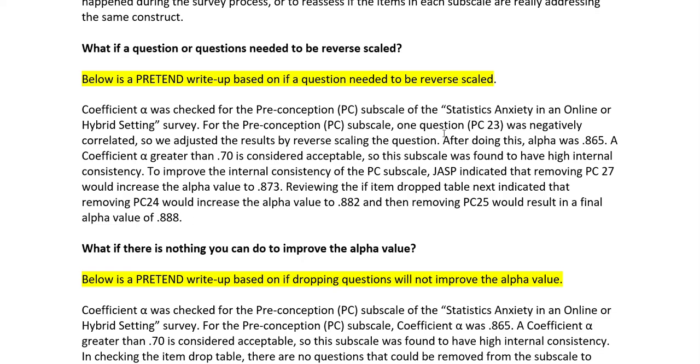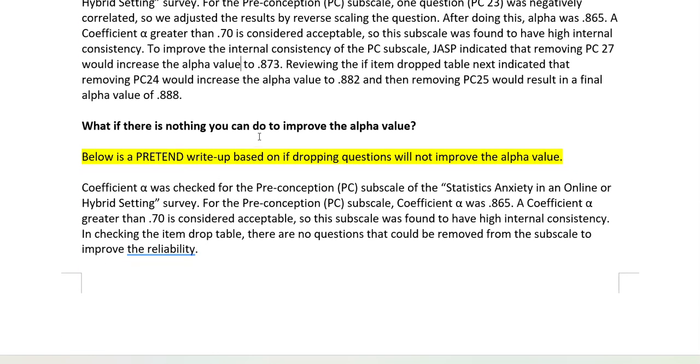So first thing, if you need to reverse scale, if you have that note, you have to reverse scale first. Once you reverse scale, that's your first alpha value. Then after that, you just work it like you would any other, where you go to that if item dropped table and see which items you can drop to increase that alpha value. What if there is nothing you can do to improve the alpha value? Sometimes there's just nothing you can do.